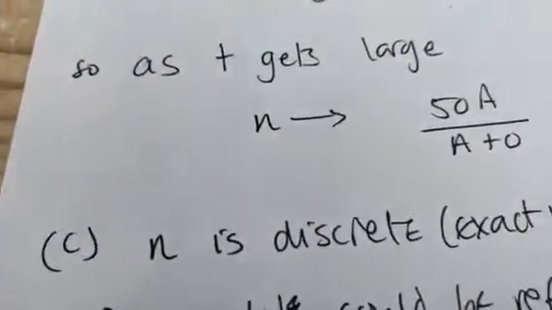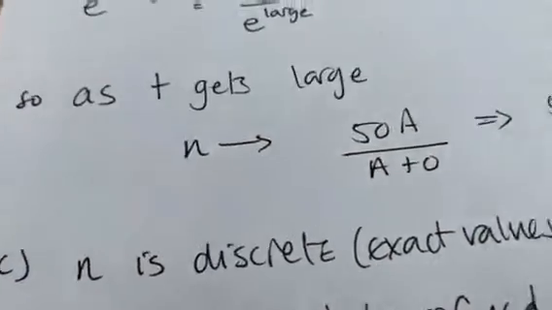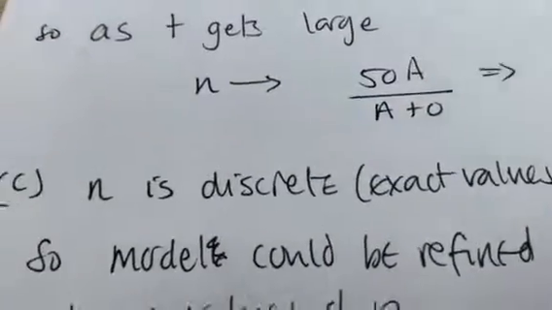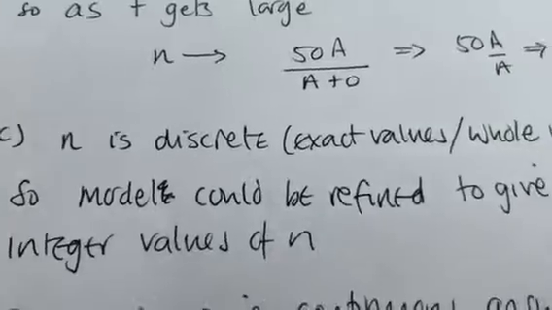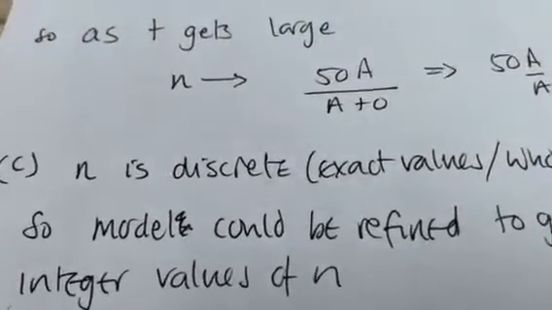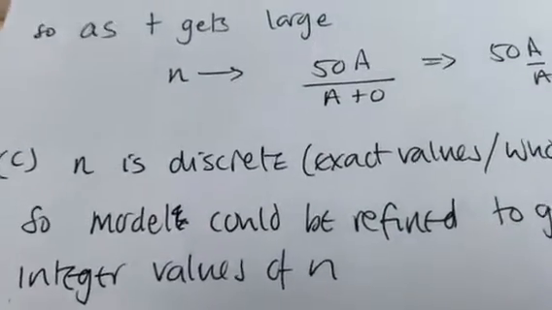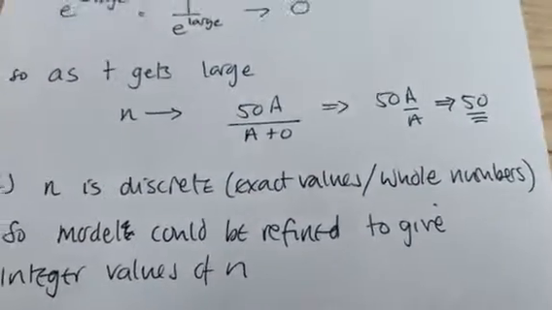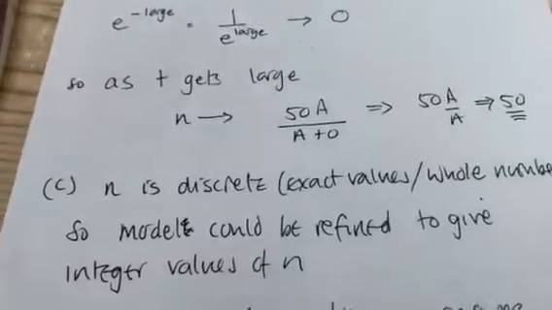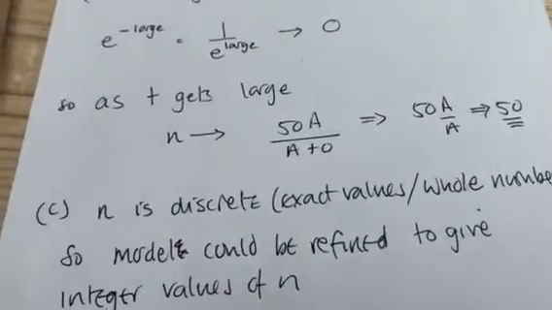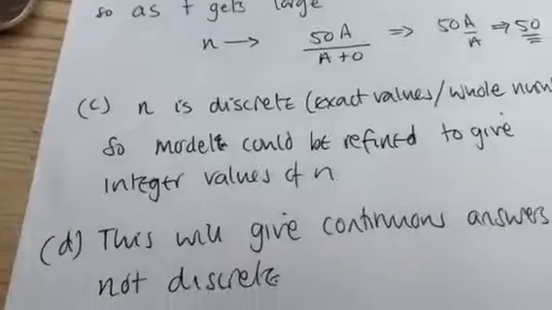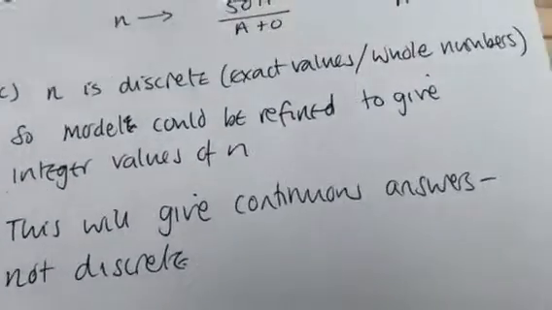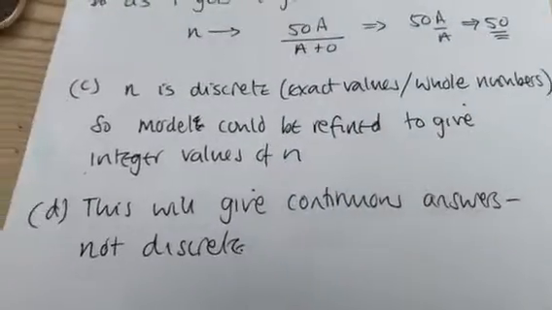Now the last two parts are 1 mark parts of a hard question, a bit more like chatty maths. You would say that you could refine this model. N is always going to be discrete. It should be a discrete exact number, and this model is going to give continuous values, so you could refine it by getting only integer values of n. And why this model is not very good is really the same reason. It will give continuous answers, not discrete.